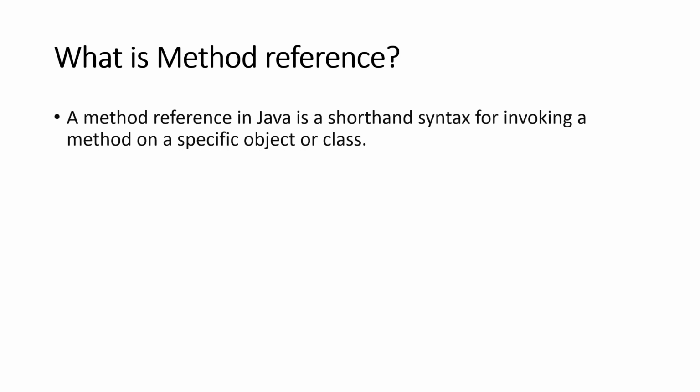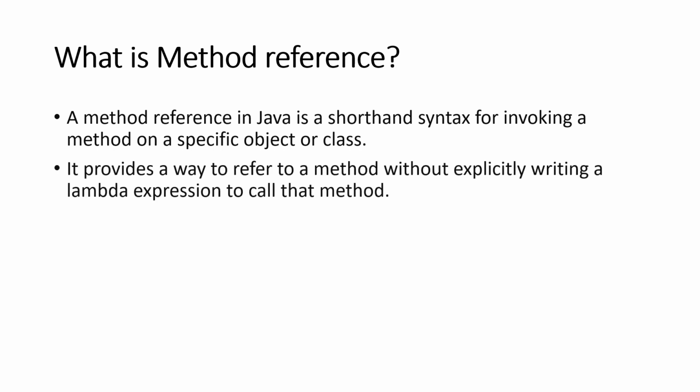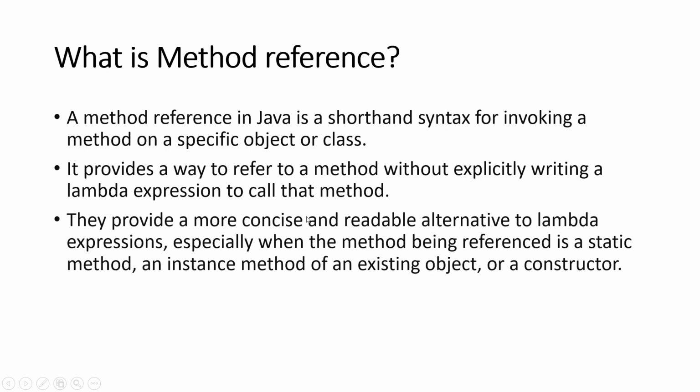I feel this is much shorter than a lambda expression. It provides a way to refer to a method without explicitly writing a lambda expression to call that method. We will see this practically. They provide a more concise and readable alternative to lambda expressions, especially when the method being referenced is a static method, or an instance method of an existing object, or even a constructor. If you want to create a new object as part of the lambda expression, then we can easily use the method reference. I will show you practically.